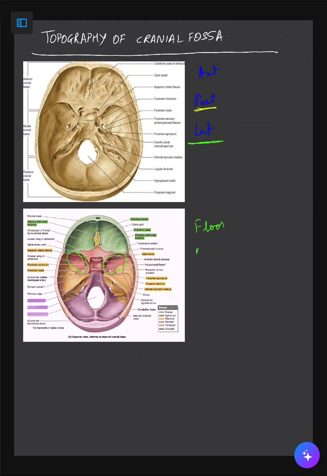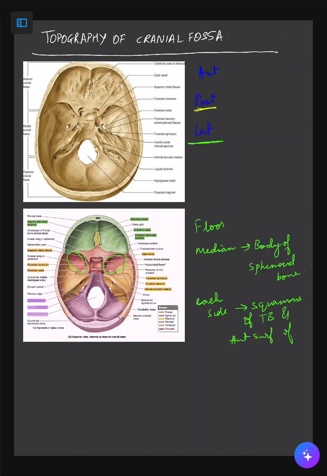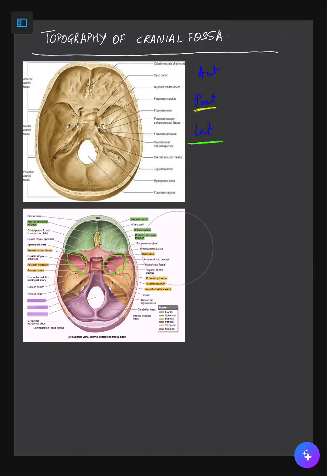Floor: median plane, body of the sphenoid bone, and on each side the squamous part of the temporal bone and the anterior surface of the petrous part of the temporal bone. Now what are the other features? There are a few openings in this middle cranial fossa.